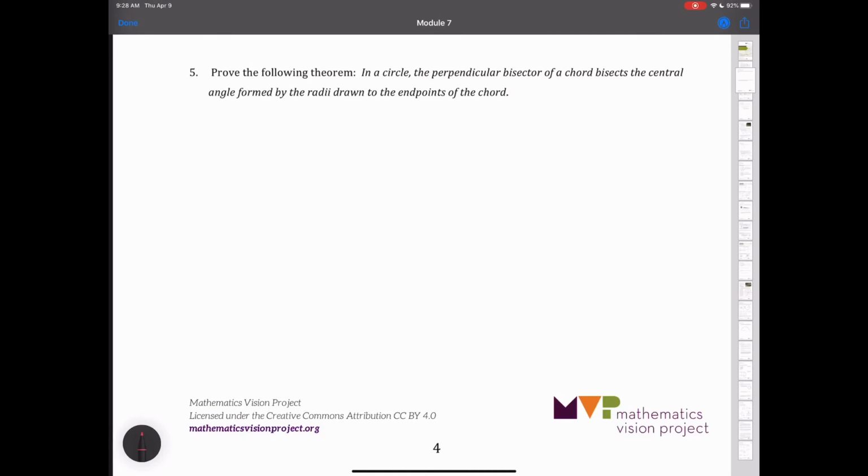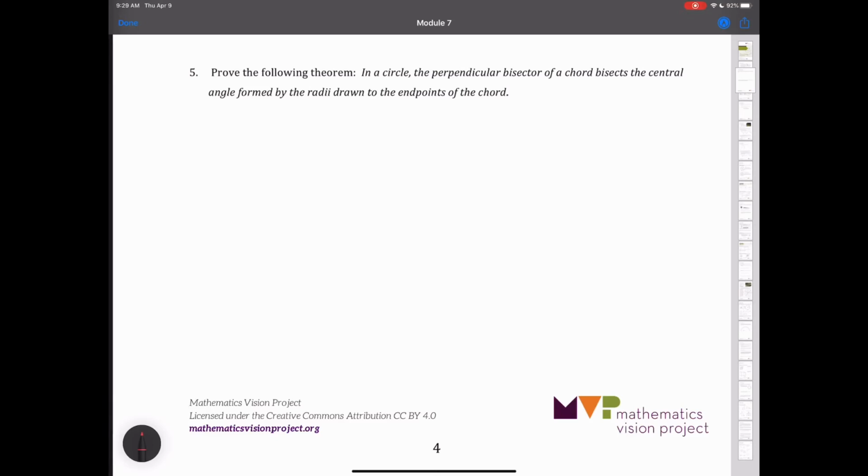Okay, the last portion of our lecture, we are going to look at a circle where the perpendicular bisector of a chord bisects the central angle formed by the radii drawn to the endpoints of the chord. So, a lot of mathematical terms, okay, but we're going to use the previous vocabulary list to help us make sense of this as well. Okay, so let's go ahead and go through here. We have a circle, and the perpendicular bisector of a chord bisects the central angle formed by the radii drawn from the endpoints of the chord.